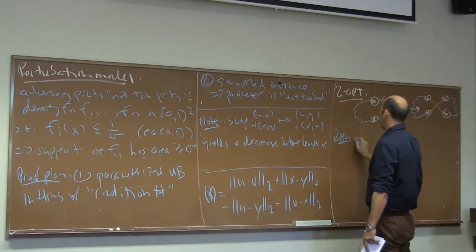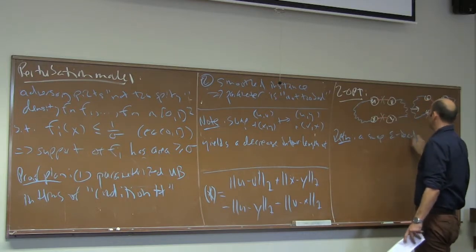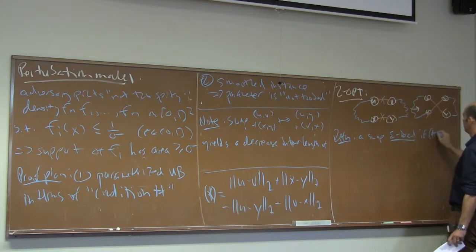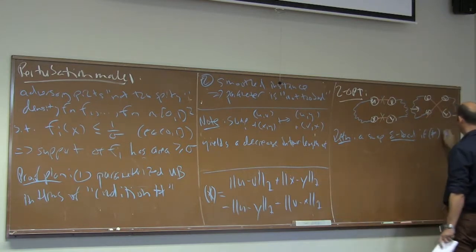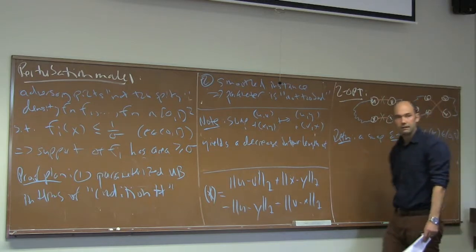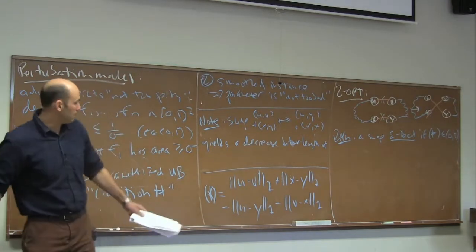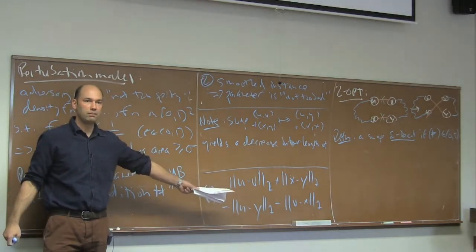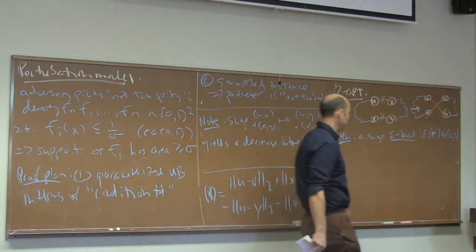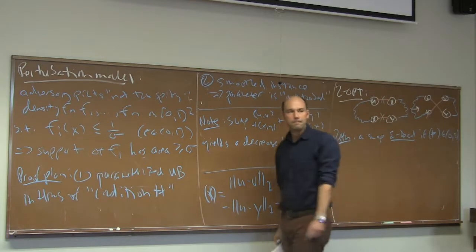So, call a swap epsilon-bad if star, this quantity, is in (0, epsilon]. Remember, this is the decrease in objective function value, so this thing being positive is equivalent to it being an improving move. So a bad swap is one that improves the objective: star is strictly bigger than 0, but by less than epsilon.